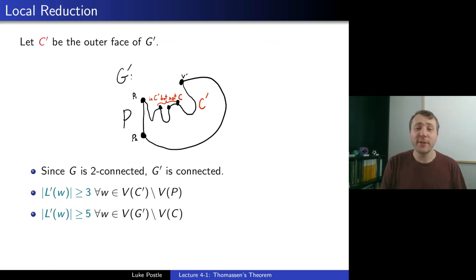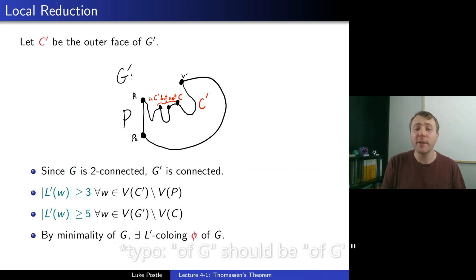So that concludes that part, that we've established L prime of P is unchanged. It still has a coloring, so that's fine. You have 3 on the new exterior and 5 on the new interior, so you can satisfy all the old conditions. So we're almost done with the proof, right? Because by minimality of G, there exists an L prime coloring phi of G prime. That's a typo again, that should be G prime.